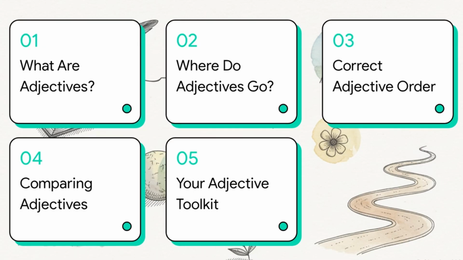First up, we'll cover the basics, what adjectives actually are. Then we'll get into where they belong in a sentence and, believe it or not, the right order to put them in. After that, we'll look at how to use them for comparisons, and we'll wrap it all up with a handy toolkit you can use right away.